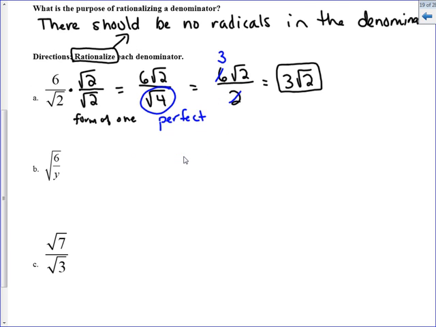Now when I look at B, it doesn't look quite the same. It does not look quite the same because it's that one big radical, and you really have to read your directions here.